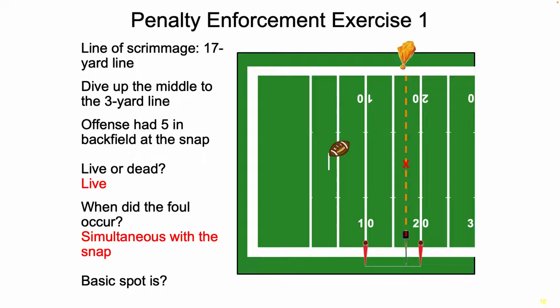So the basic spot would be the previous spot. Remember what we said. The basic spot for a foul that occurred simultaneously with the snap is the previous spot. And again, those are typically illegal formation, illegal motion, could be some substitution problems, things like that.